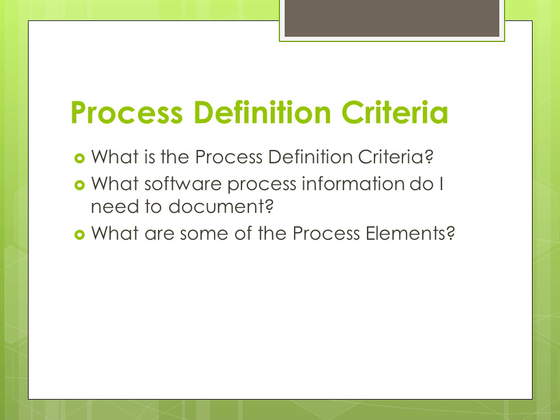What are some of the process elements? Such process elements are: Purpose. Why is the process performed? Input. What work products are used? Output. What work products are produced? Role. Who or what performs the activity? Activity. What is done? Entry criteria. When can the process begin? Exit criteria. When can the process be considered complete?